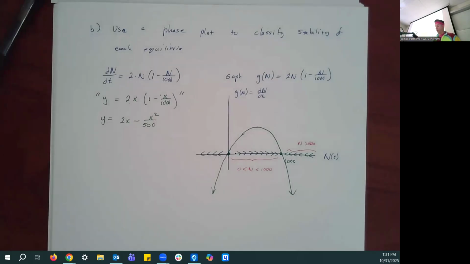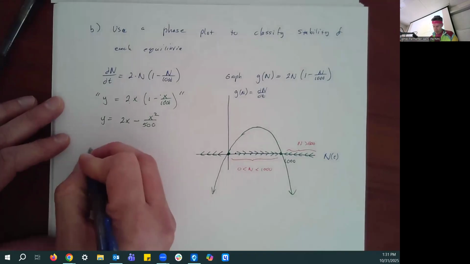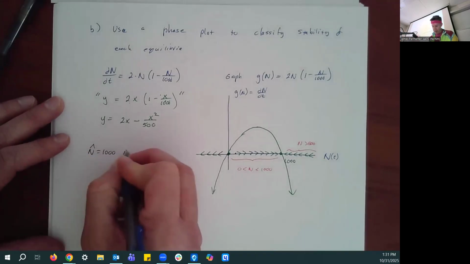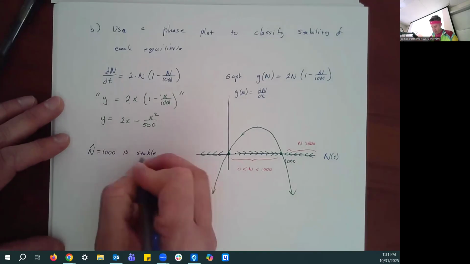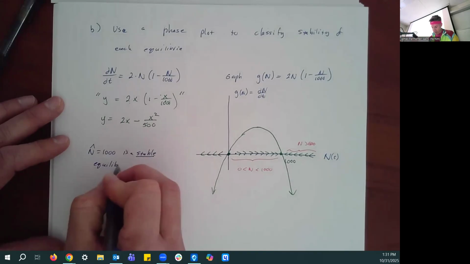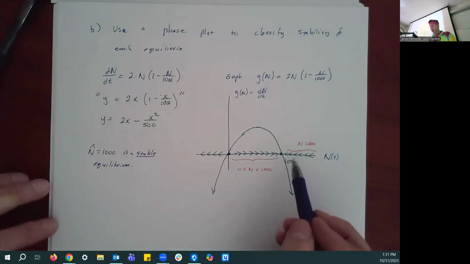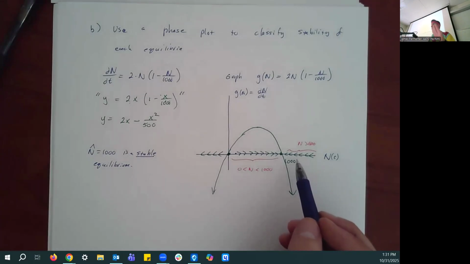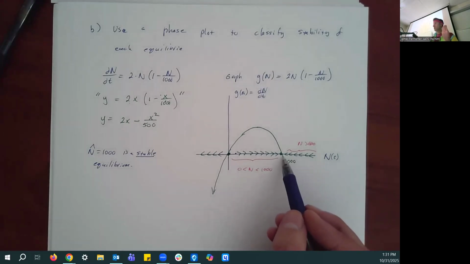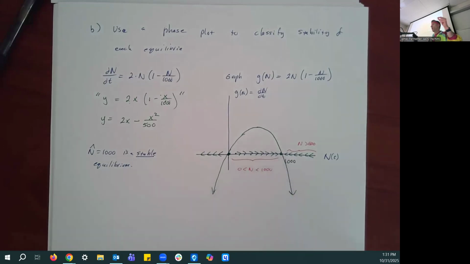So what does this mean for us? Well, it means that n hat equal to 1,000 is a stable equilibrium, for exactly the reasons we already said. If you move a little bit away from it, you're getting pushed back towards it. If you start at a value of 1,100 squirrels, your population is going to decrease until you reach 1,000. If you start at a population of 800 squirrels, your population is going to increase until you get to 1,000. So if you're on either side of 1,000, you're getting pushed back towards 1,000.